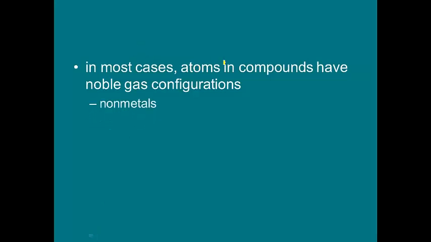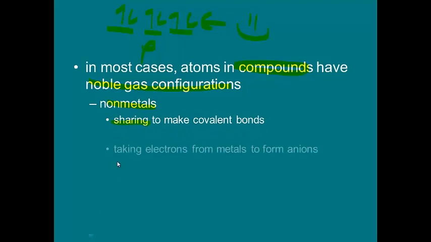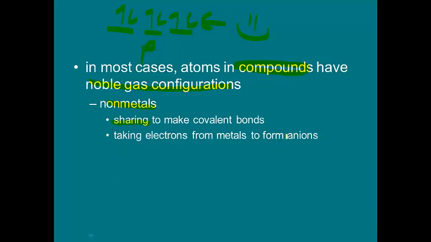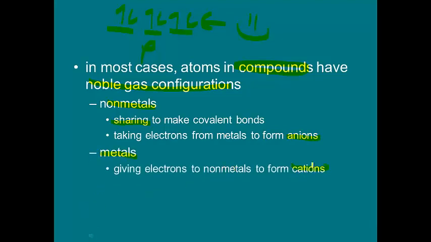In most cases, atoms and compounds like to have noble gas configurations, right? That's what makes them happy. In other words, they fill that p sublevel. If they've got that p filled, they're happy. Nonmetals will share electrons to make covalent bonds. They can also take electrons from metals to form anions. Metals will do that by giving electrons to nonmetals to form cations. It's not all the ways, but it's the simplest ways that can happen.